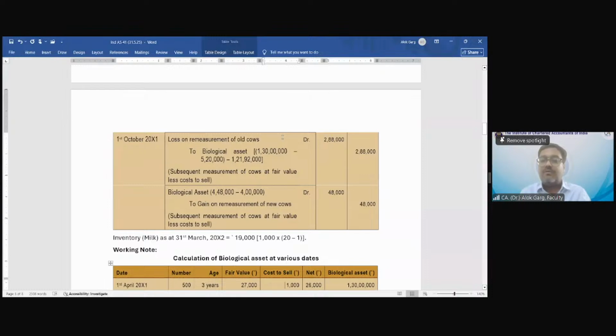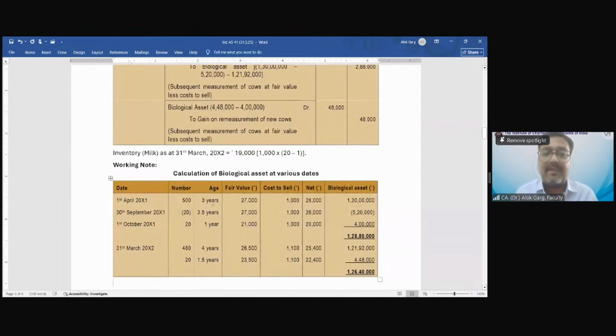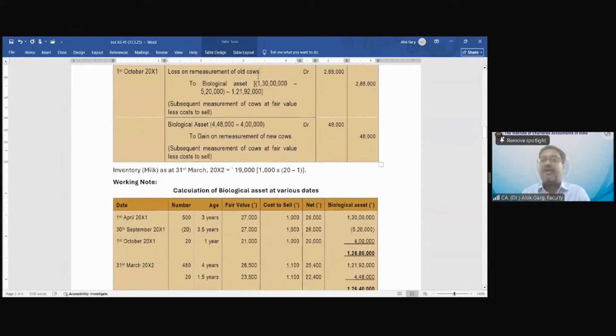So on 30th September, on 1st October, the values are given. On 1st April, 500 cows were there. Fair value was 27,000. Cost to sell was 1,000. Net value is 26,000. So total cost is 1 crore 30 lakh, right? So 1 crore 30 lakh minus 5 lakh 20,000 minus 12192.